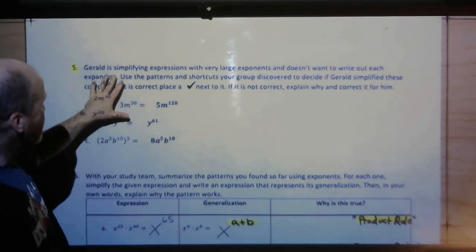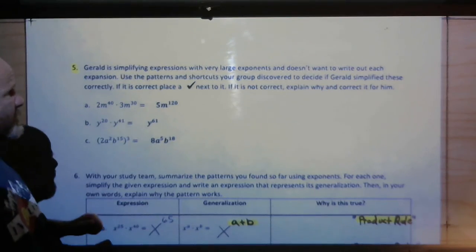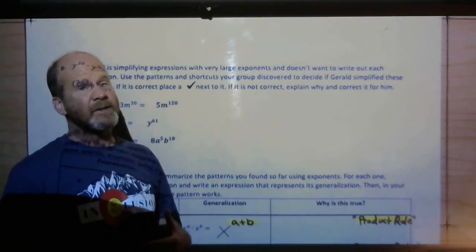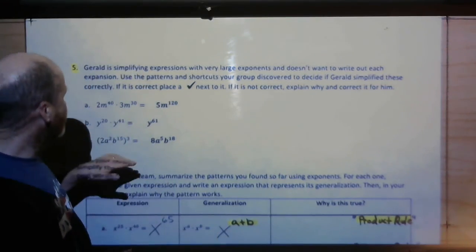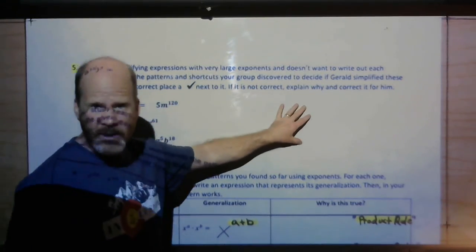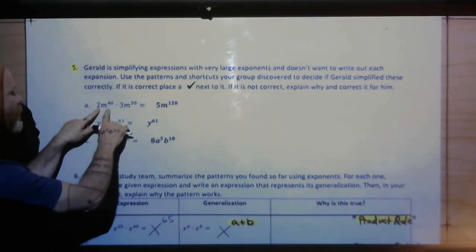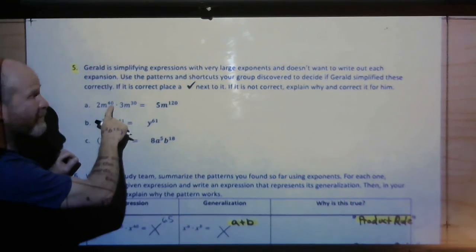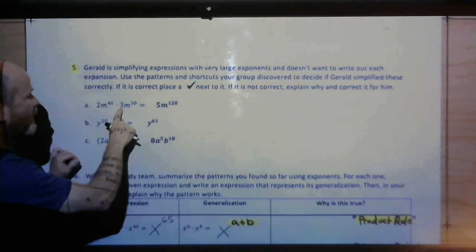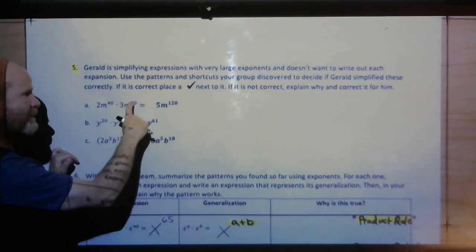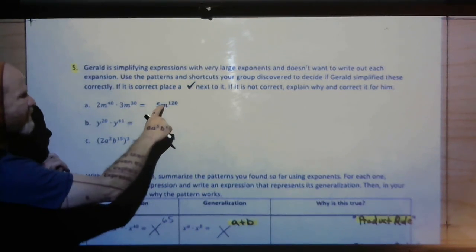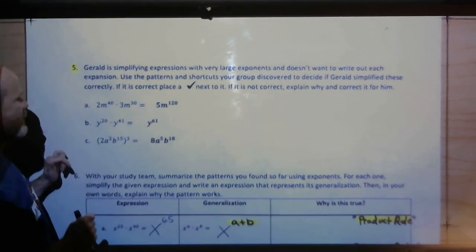Number 5, the student is trying to simplify expressions with very large exponents, and so trying to apply the product rule and the power rule. Let's see how Gerald did on this. We just want to make sure that if it's correct, we're going to put a check mark next to it. But if it's not, we need to explain why. Right here, 2m to the 40th power. Now remember, that 40 does not apply to the 2. It only applies to the m. And then we have 3m to the 30th power. Same thing, the 30th power only applies to the m, not the 3. Gerald came up with 5m to the 120th power.